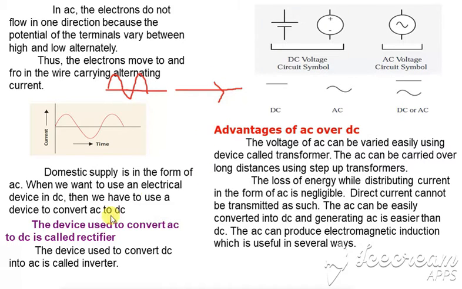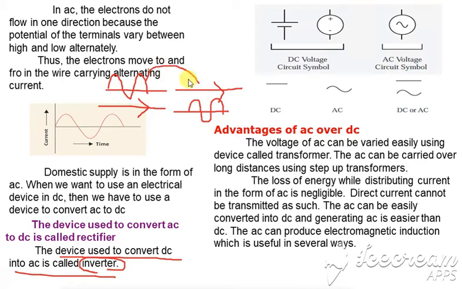Next is the device which is used to convert DC into AC. The device that converts direct current to alternating current is called an inverter. The device that converts alternating current to direct current is a rectifier. The device that converts direct current to alternating current is an inverter. Clear? So this is a symbol for DC.